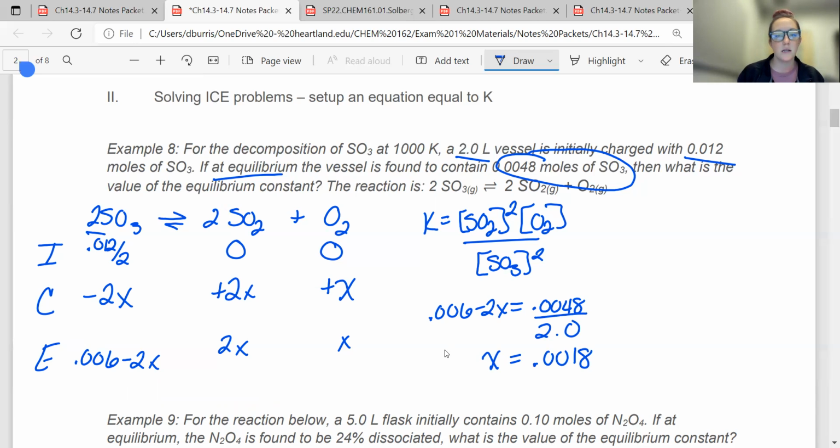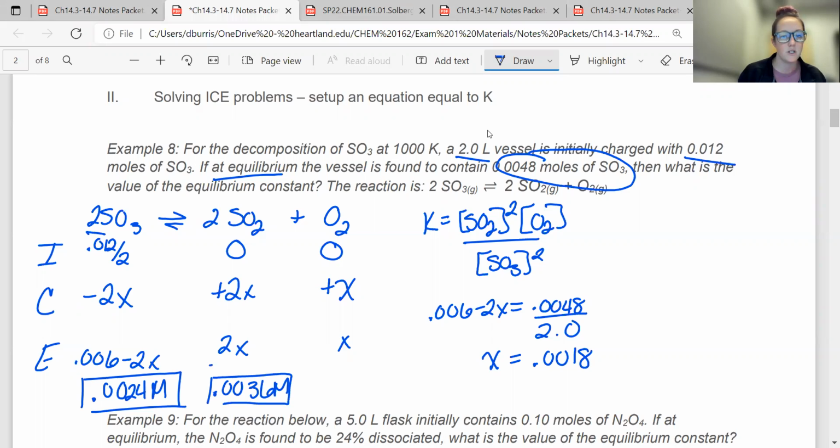So I already know this one is whatever 0.0048 over 2 is, so that was a silly math blip. So this one is, oh, come on, let me write. There, 0.0024, right? I already know that one. I know this one is 2x, so 2 times 0.0018. So this one is 0.0036 molar. And this one is just x, so it's 0.0018 molar.